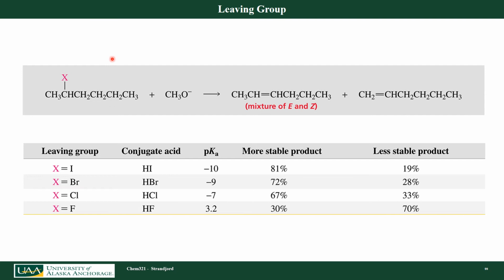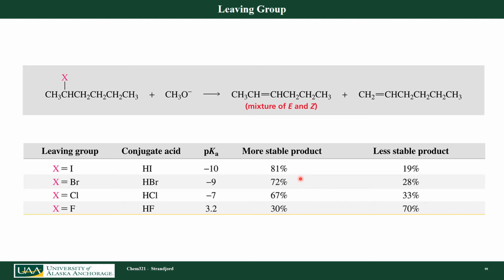Let's look at and contrast the other halogens as leaving groups: iodine, bromine, chlorine, and fluorine. And let's just look at their product mix. If I look at the most stable product here, meaning the Zaitsev product, if I use iodine, I promote the Zaitsev product because it goes more to a cation intermediate, whereas the fluorine down here at the bottom goes through a more anion intermediate and favors the Hofmann product. And you can see there's a gradual transition here between the two.